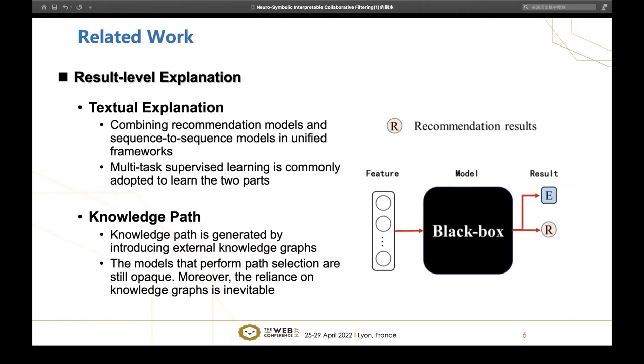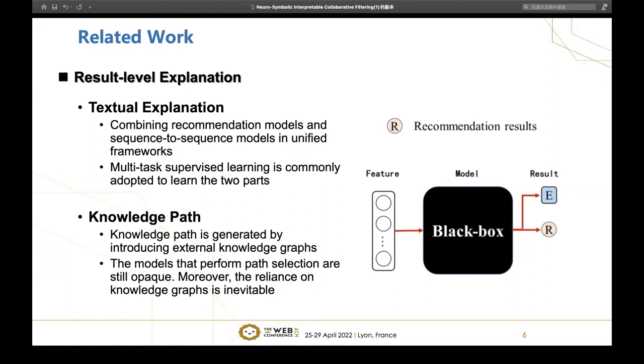In result level recommendation explanation, there are two main streams: textual explanation and knowledge paths. For the former, some methods perform text generation to explain item recommendation. This is achieved by combining recommendation models and sequence-to-sequence models in unified frameworks, where decoders are responsible for generating texts. For the latter, knowledge paths are generated by introducing external knowledge graphs.